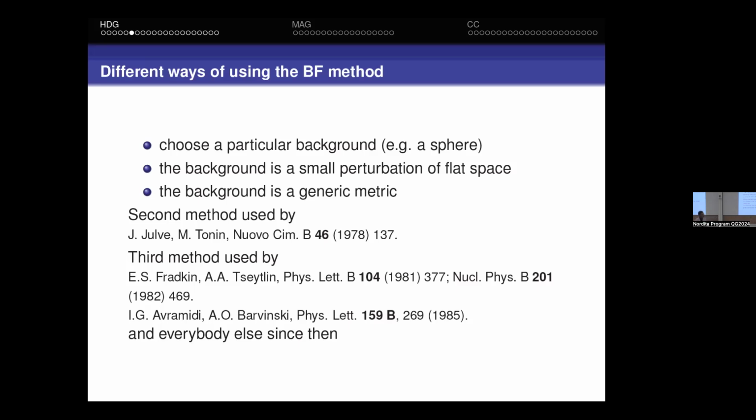Now, historically, the second method was used by Julve and Tonin in the first attempt at working out the beta functions of high derivative gravity. But their calculation contained some mistake because they were missing some pieces. And then the correct calculation was done later by Barvinsky. That was 1985. And they used a generic background. And since then, everybody has been using that method.